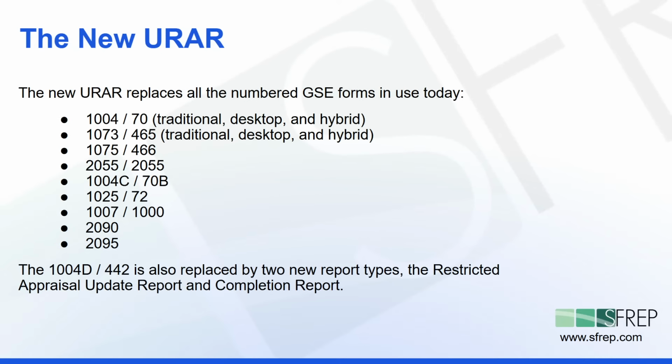And so this new fancy report is going to replace all of the existing UAD 2.6 reports, including the 1004, the 1073, 1075, all of these listed here are going to be replaced by one report type, one actual report. Now, there are actually 3 reports that are part of UAD 3.6, because there is a dynamic version of the 1004D. There's the review report, the update report, and then the completion report, and then the main report type, the URAR, the dynamic URAR.